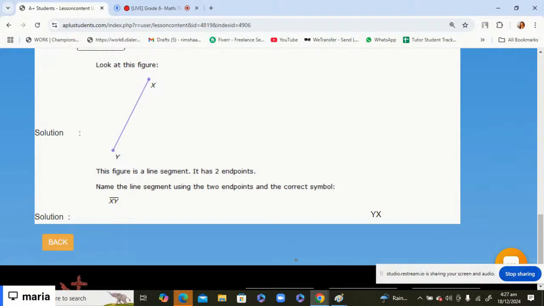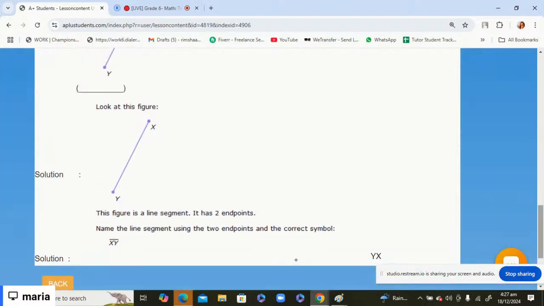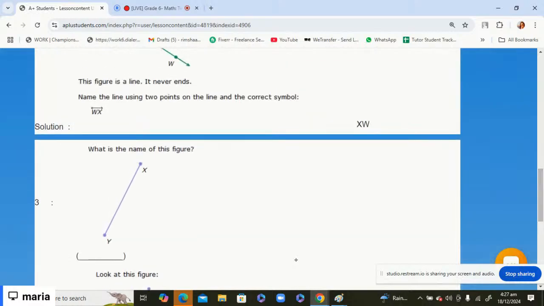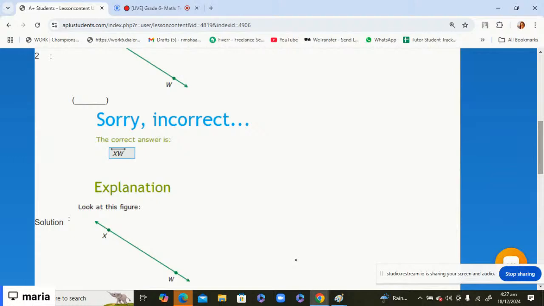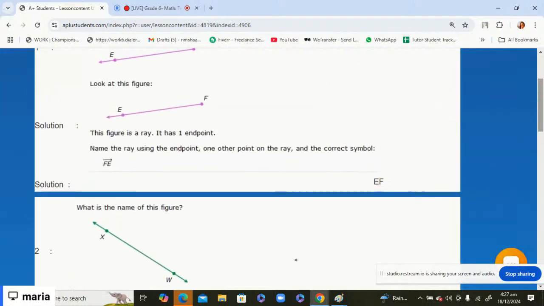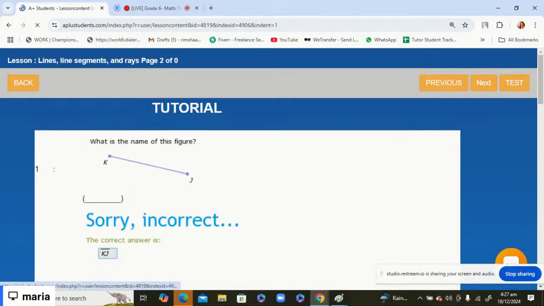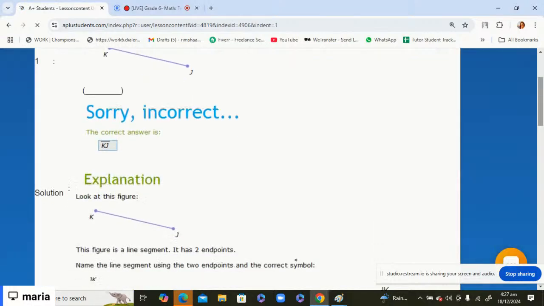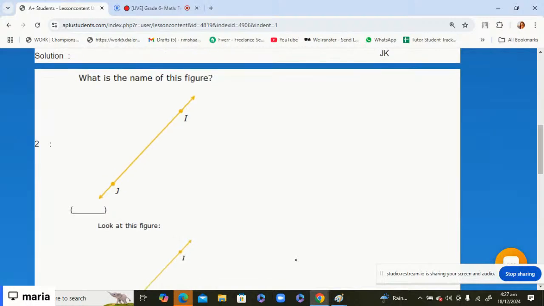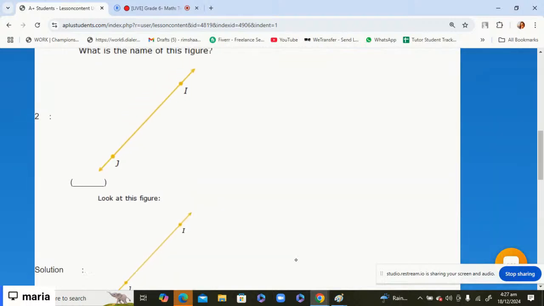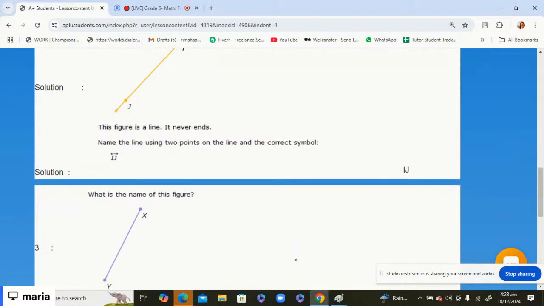And the line segment figure is also represented only with the end points, not with an arrow, not anything. The arrow is only used for a ray. So this has two end points, this is called the line segment. There are no end points here, so this is called the line.